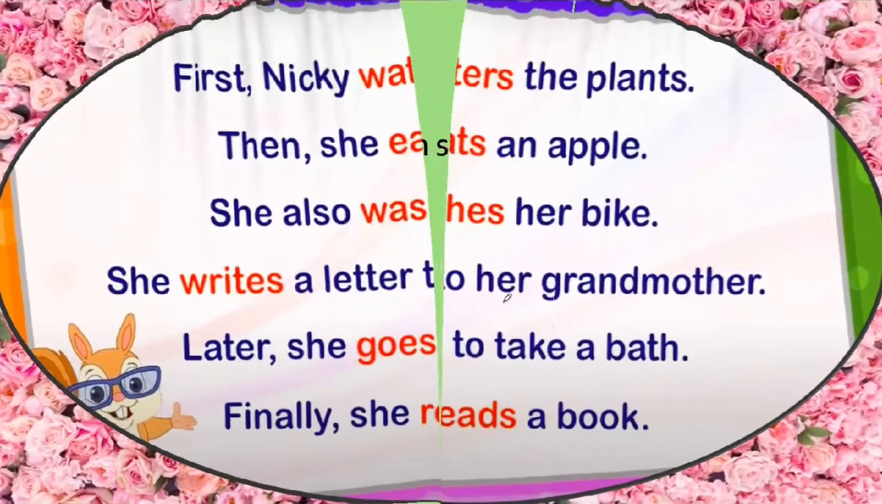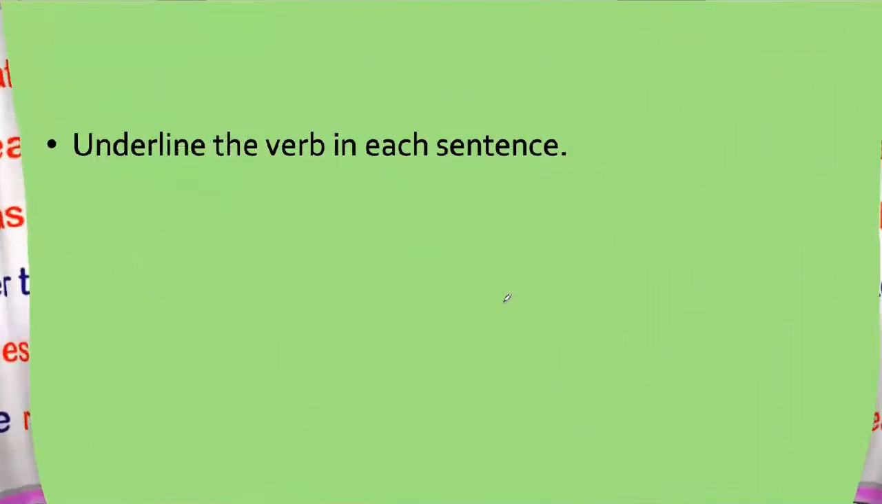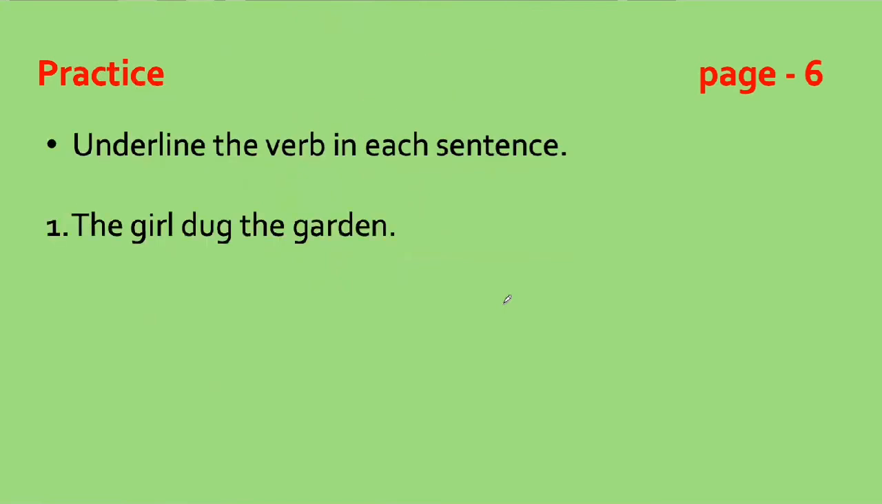Okay, now moving to our exercise, let's open page number 6 of your book and open the practice exercise. Practice page 6. Now what you have to do in this exercise, you have to underline the verb in each sentence. Now let's read the first sentence. The girl dug the garden.